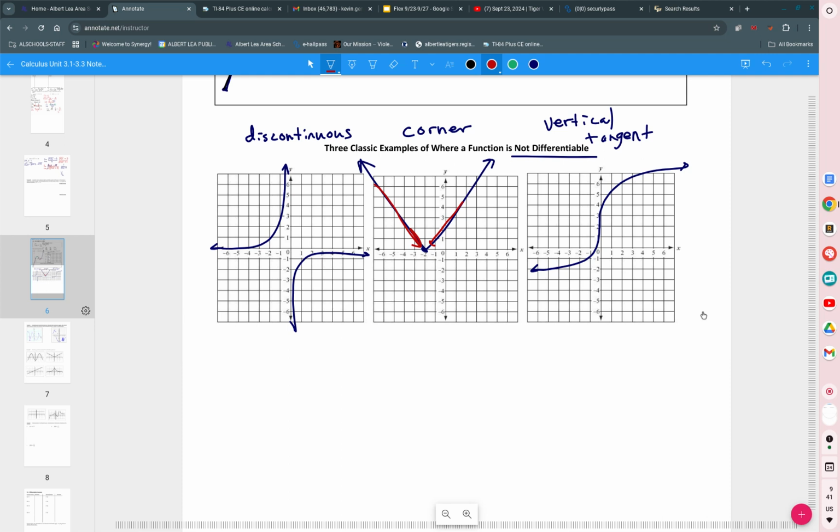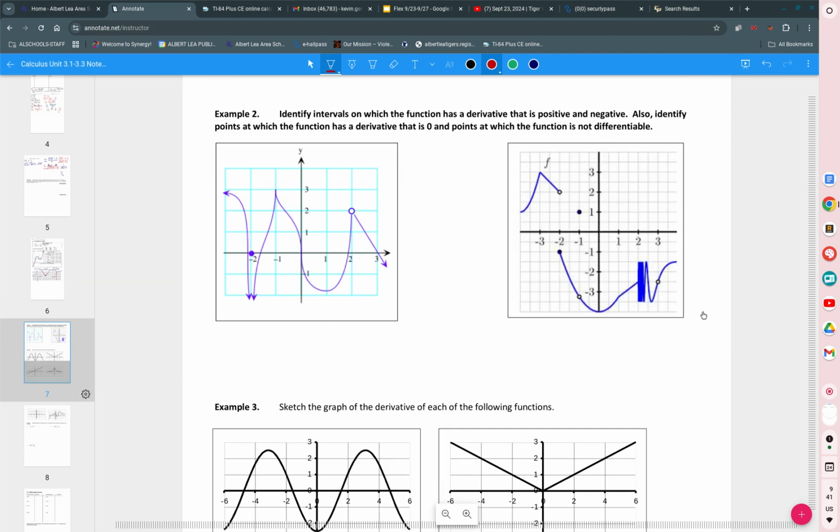Same thing here, at a discontinuity, you cannot take the derivative if you do not have a point. And then finally, this vertical tangent that you have here, what is the slope of a vertical line? Undefined, and therefore the derivative does not exist at that spot. Let's flip it over.